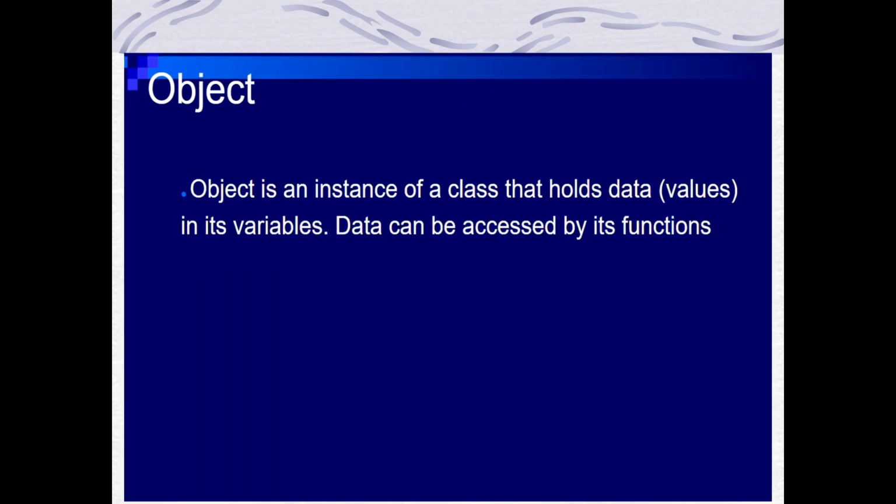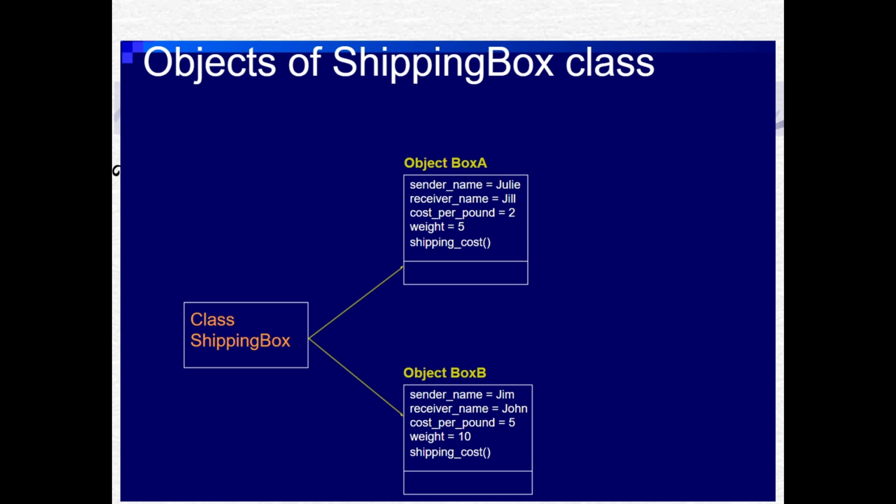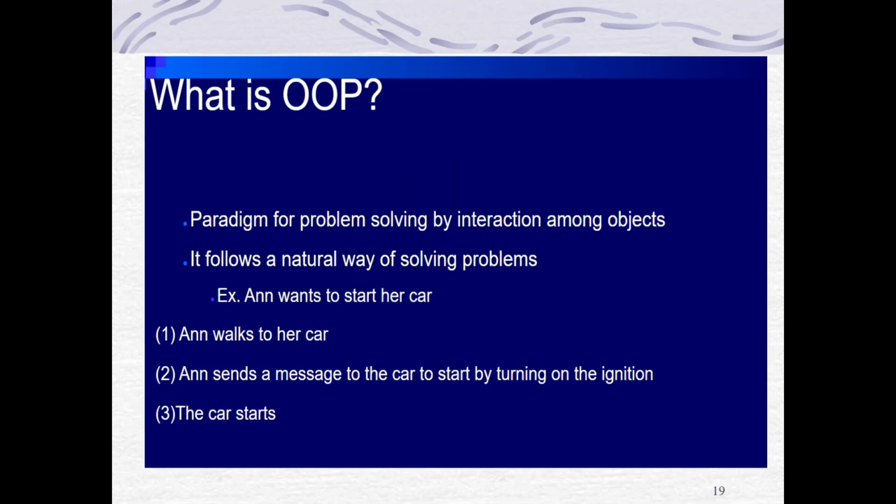Now the object definition: an object is an instance of a class that holds values for its variables. Data can be accessed by its functions. For the object of the shipping box class, the class is shipping box. Object A and object B contain the same attributes and behaviors.